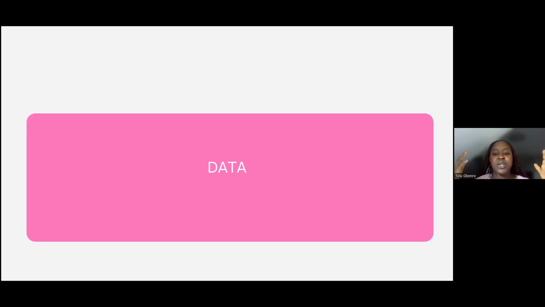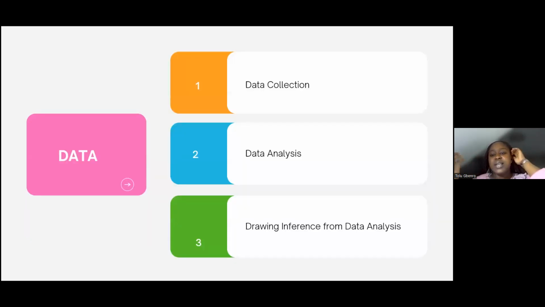So my advice and recommendation is always to have a measure of the two, both quantitative and qualitative, and not just focus on one area or one aspect of data. With data, we're looking at three main parts. The first one is, of course, data collection. Next is data analytics. And then the third is drawing inference from data.